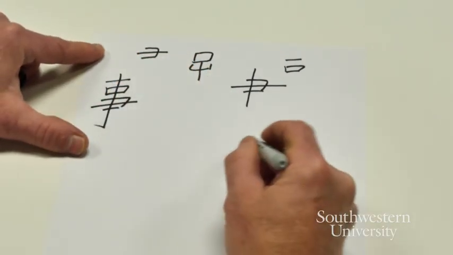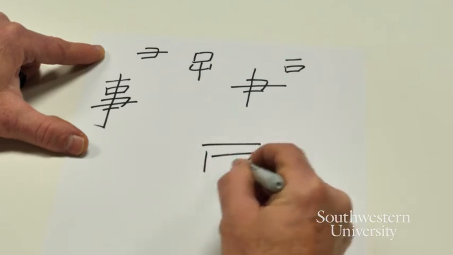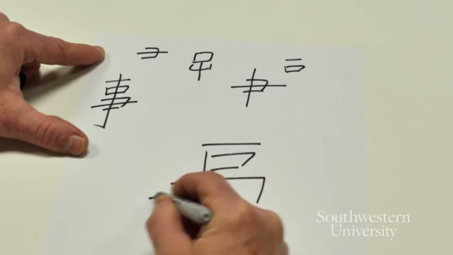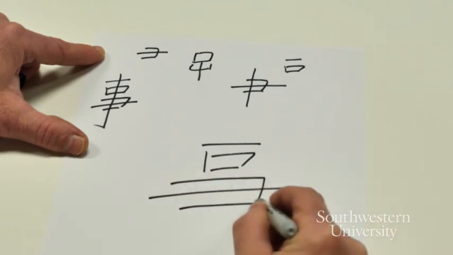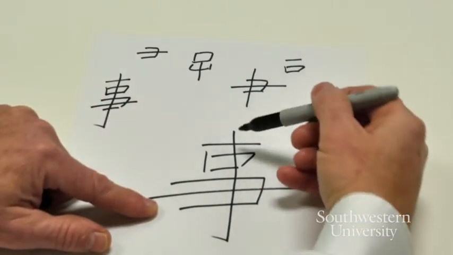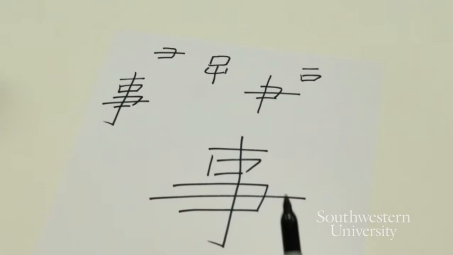Okay, so let's go through that. Heng, shu, heng, ja, heng, heng, shu, go. So you do the shu after everything because it goes all the way through the last heng.